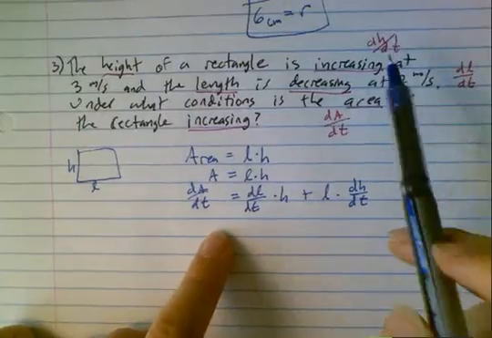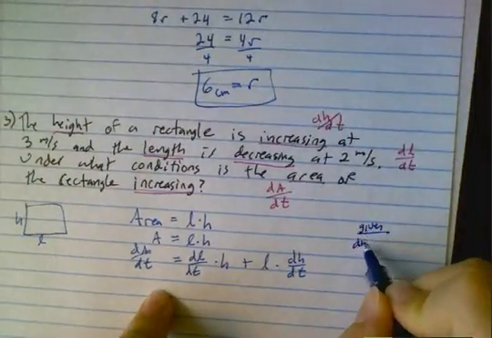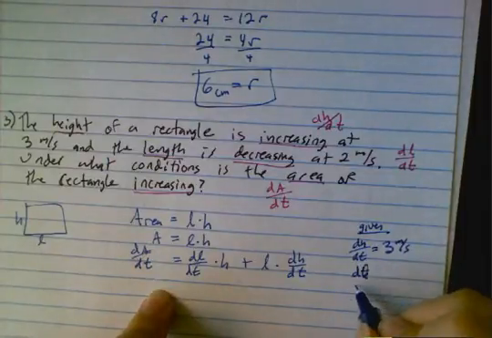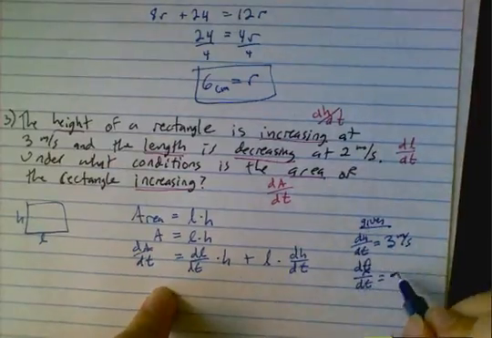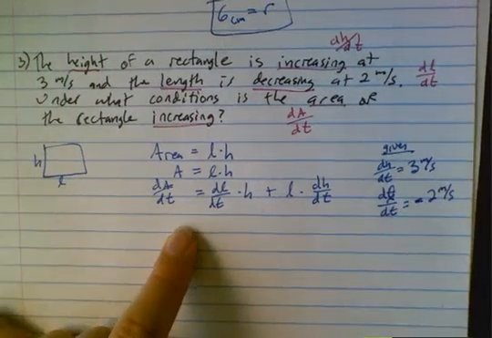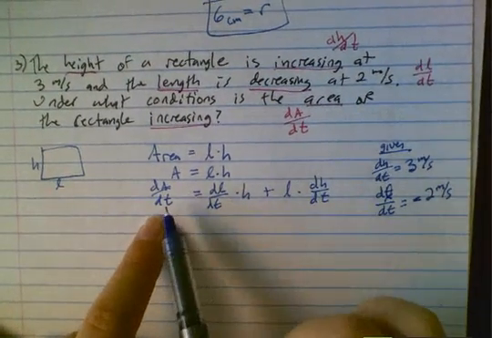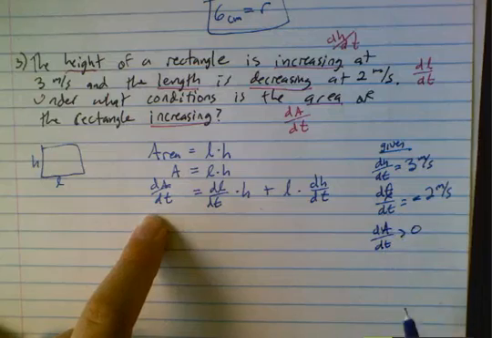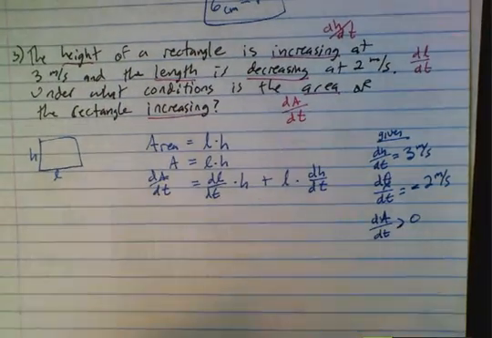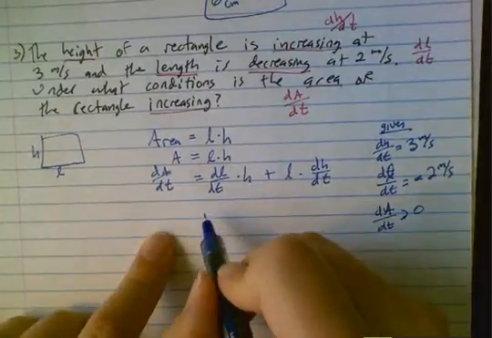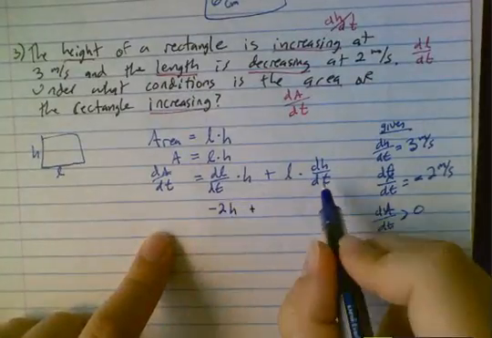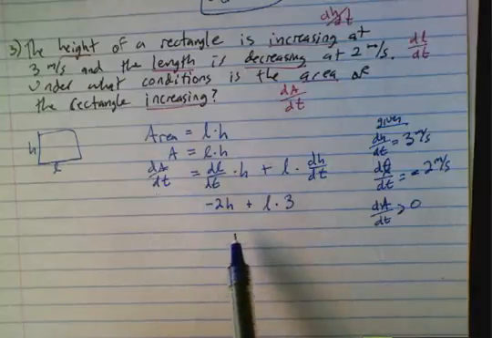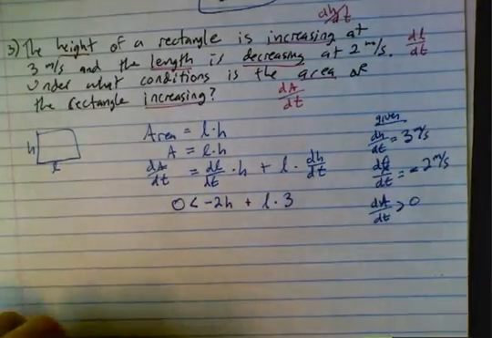At dh/dt is 3 meters per second. dl/dt is decreasing, so it's negative. It's negative 2 meters per second. And we know that area is increasing, so that means that dA/dt must be greater than 0, because an increasing rate means a positive derivative. So that means negative 2h plus L times 3, that's going to give us our dA/dt. We know that all of that has to be greater than 0.